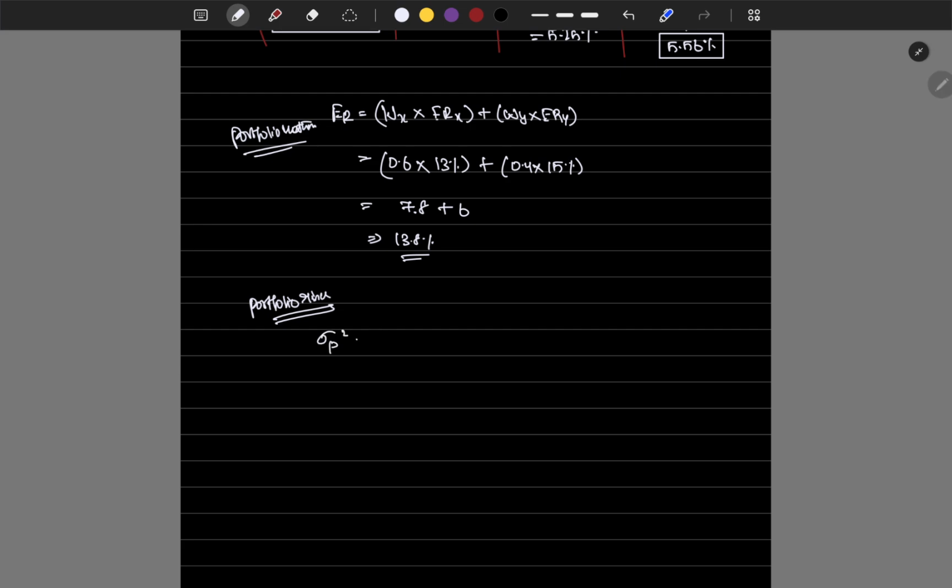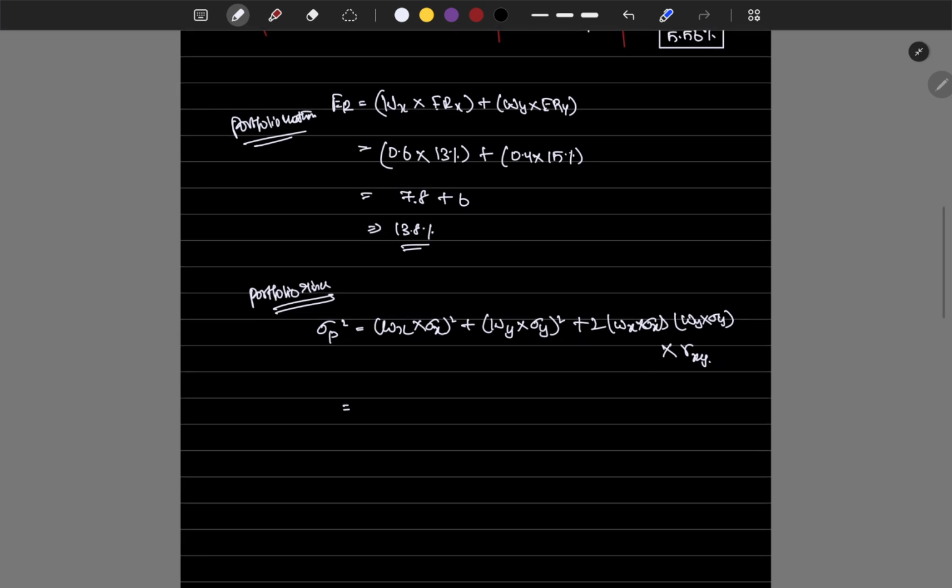Okay, so let's find out the portfolio risk. Sigma p square is (wx into sigma x) whole square plus (wy into sigma y) whole square plus 2 into wx into sigma x, wy into sigma y into r xy. This is the correlation, right? Using this, our actual risk will be reduced by the variation between the securities inside the portfolio, right?